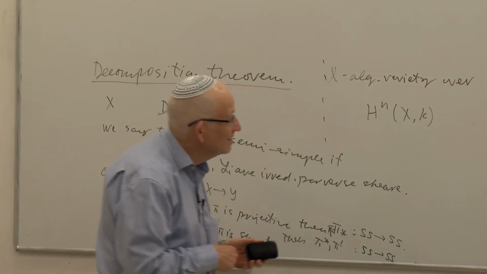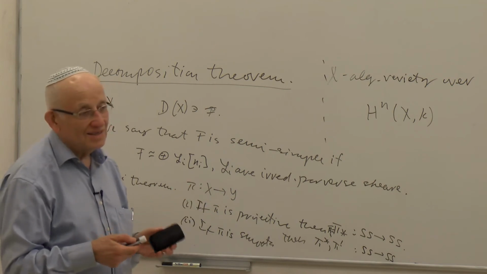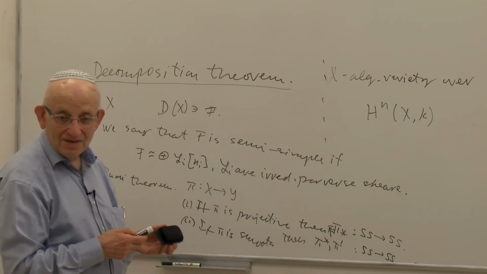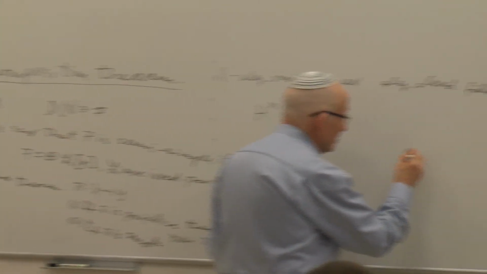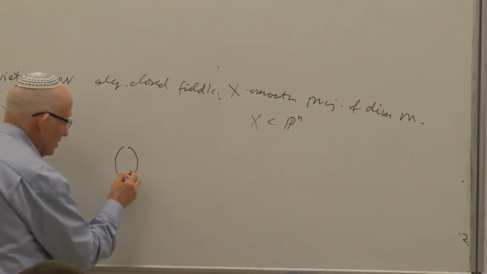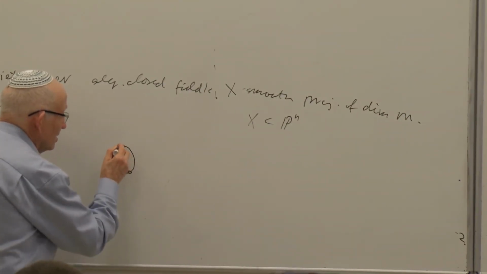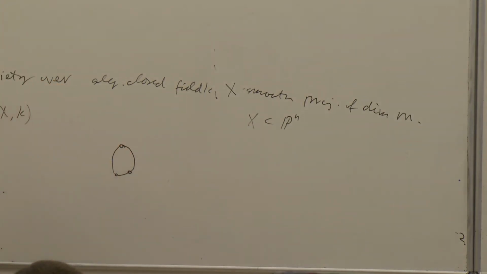No, for example, okay, so there are some local systems. So what's a local system? Let's consider the following nice space, P1 minus 3 points. Pi1 of P1 minus 3 points is a free group of two generators. So it's very easy to construct some representation of this group. You get some local system. You cannot tell anything about this local system. It's a completely non-algebraic object.